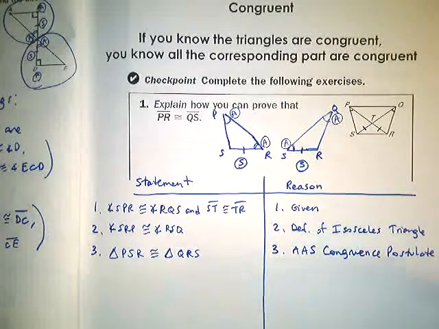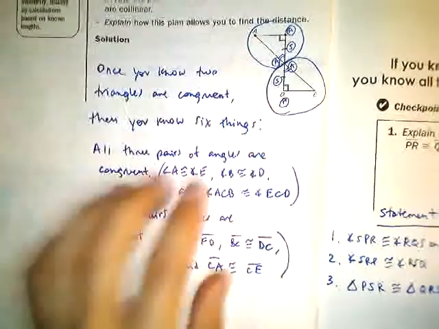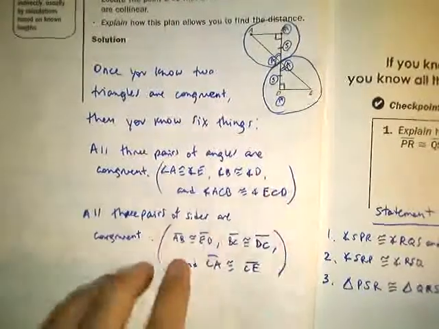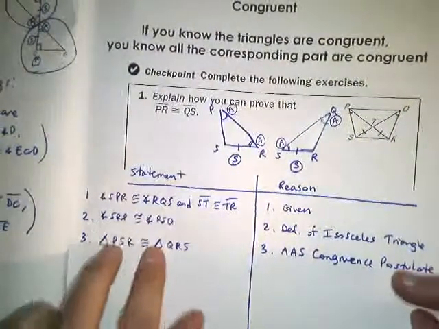So that's phase one. That's the first major step. We want to show that the two triangles are congruent. Once we've done that, once we know that we have two congruent triangles, then we can state that any of the corresponding angles and any of the corresponding sides will then have to be congruent. But we just have to do this step first.